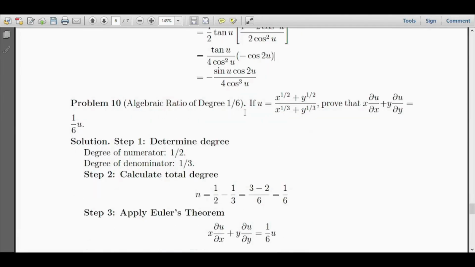This is an algebraic ratio of degree 1 by 6. If u is equal to this, then prove that x ∂v/∂x + y ∂v/∂y = 1/6 u. Same thing, this is a rational function.